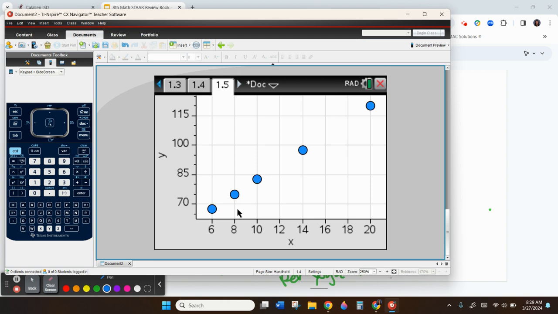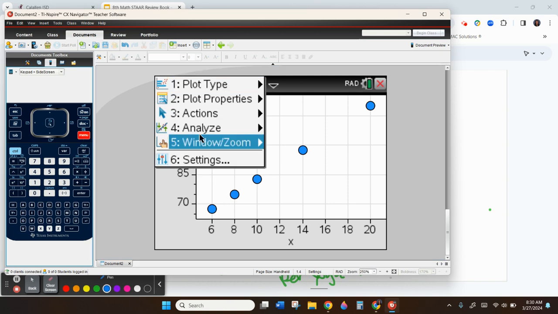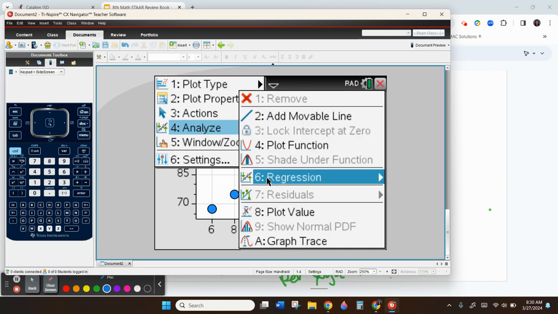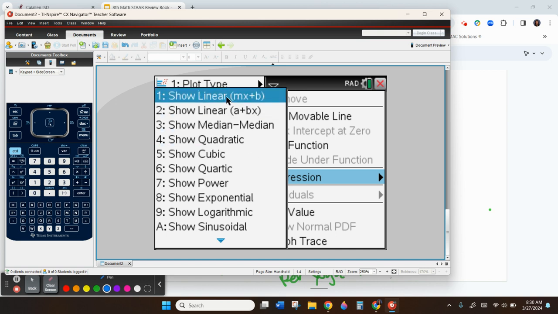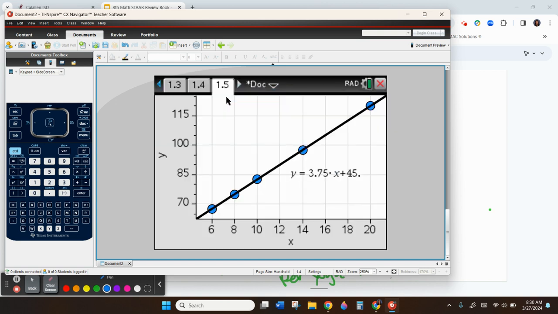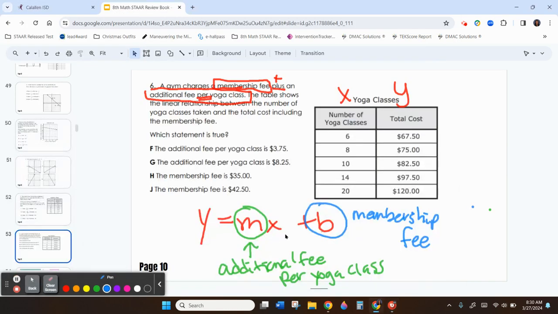Now the steps for getting our trend line, the line going through all of these dots, are on the front of your packet, which says you're going to go to menu 461. The steps are 4, analyze graph, 6, regression, and we're going to number 1 because it's mx plus b. Clicking that, here's my equation, which is y equals 3.75x plus 45. So let's go back to our paper, and this is y equals 3.75x plus 45. That means that the additional fee per class is $3.75.